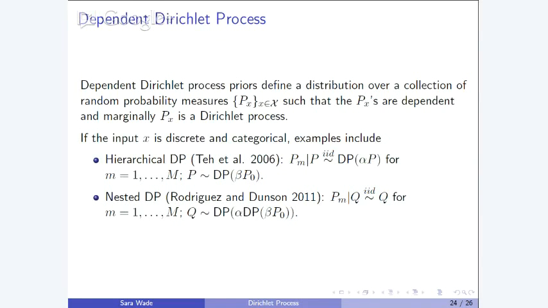Okay. All right, so we have just a few minutes left, so let's introduce the notion of dependent Dirichlet process priors. Dependent Dirichlet process priors define a distribution over a collection of random probability measures. So now instead of a single P, I have P_x for x in some space X, and I want to define a prior on this collection of random probability measures such that they are dependent and marginally each one is a Dirichlet process. Sometimes people don't really care that marginally it is a Dirichlet process. Here are two examples, where X is discrete and categorical.